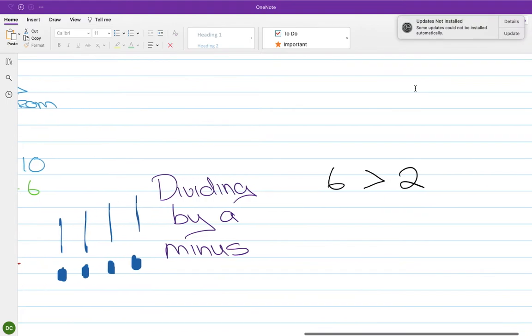Okay, 6 is greater than 2. That is true, isn't it? 6 is greater than 2. That is definitely true.